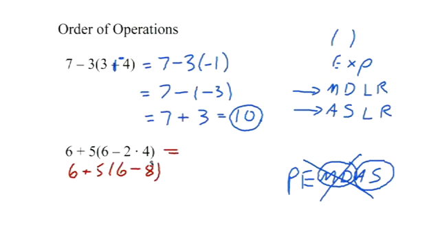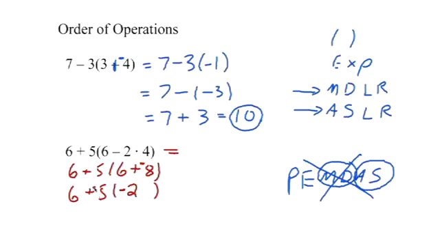Now, I still have an operation inside the parentheses, so I need to do that before I do anything else. And again, I'll rewrite this as an addition problem. 6 minus 8 is 6 plus -8. The signs are different, so 8 minus 6 is 2. 8's bigger than 6. It's negative, so the answer is negative.